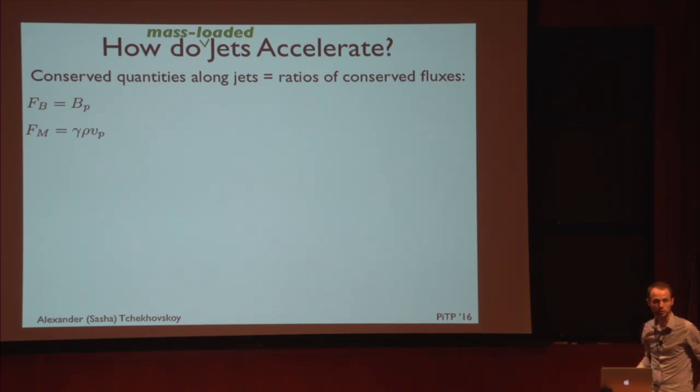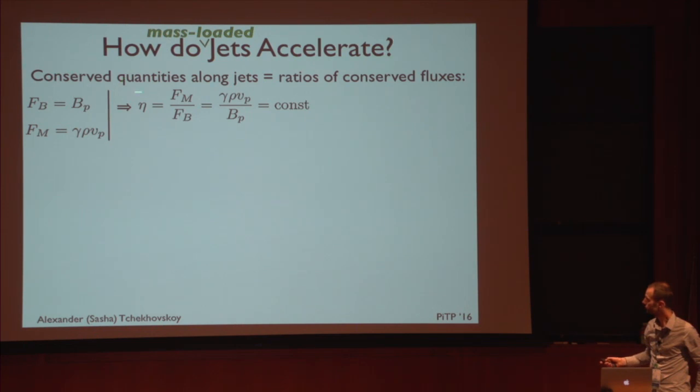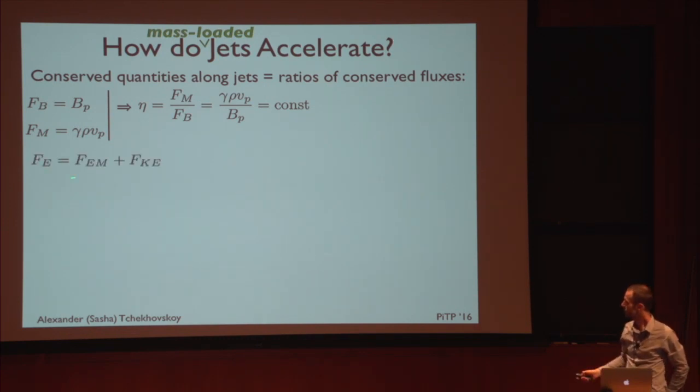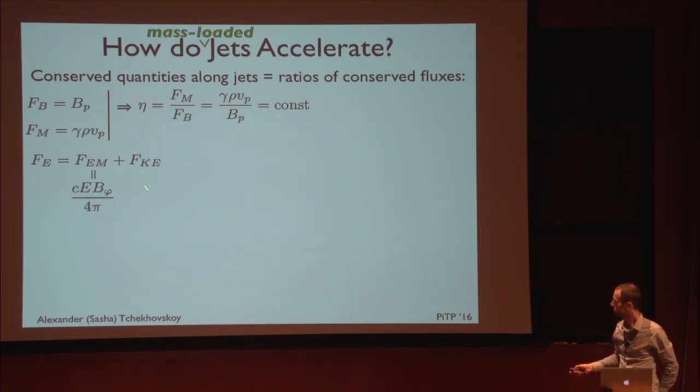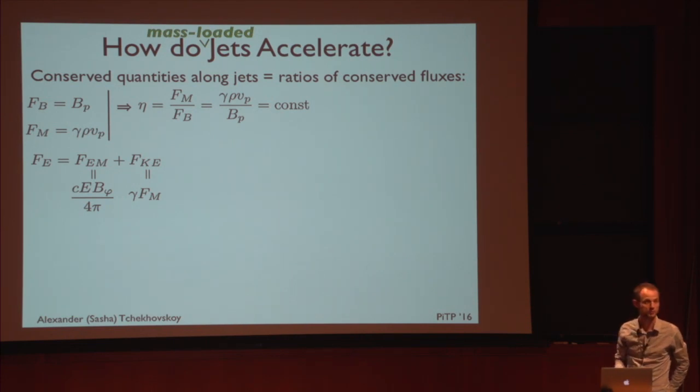So if we divide the two, if we consider their ratio, which I will call eta, then the ratio will be constant, independent of the radius. I can similarly do the same for the flux of the total energy, which is the electromagnetic plus the kinetic energy. Electromagnetic energy is the Poynting flux, and the kinetic energy is Lorentz factor times the mass flux. So far, so good? Makes sense?